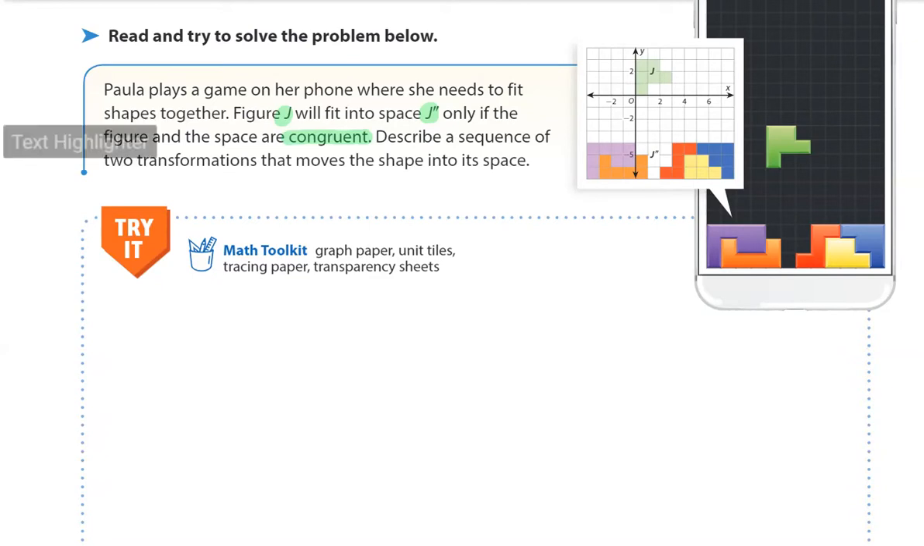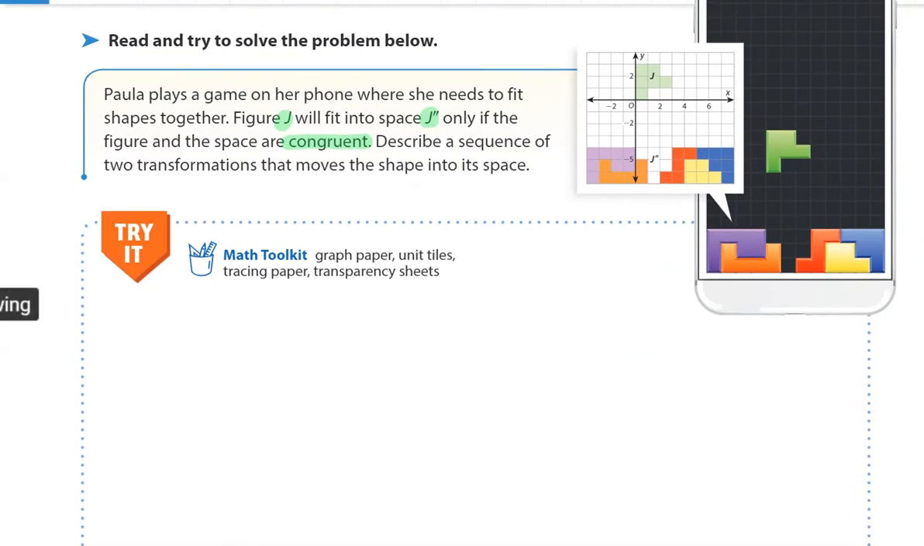Okay, so let's see, how can we do this? Do we even need the space down here? I guess we need it for describing, don't we? Okay, so you can probably already see that this fits here. So we need at least one rotation. Let's see, can we rotate it around the origin? If we rotate it around the origin, it's going to be looking like this. Is that right? Is that figure J? Oh yeah, that's perfect. That's amazing.